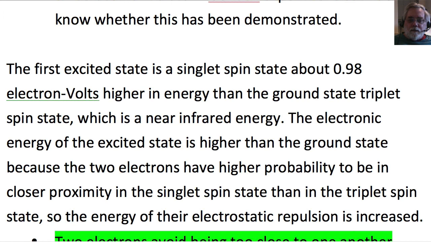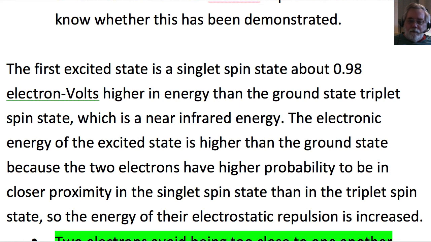Now, the first excited state is a singlet spin state, and it's almost 1 electron volt higher in energy than the ground state triplet spin state. And that 1 electron volt, that is a near-infrared energy.